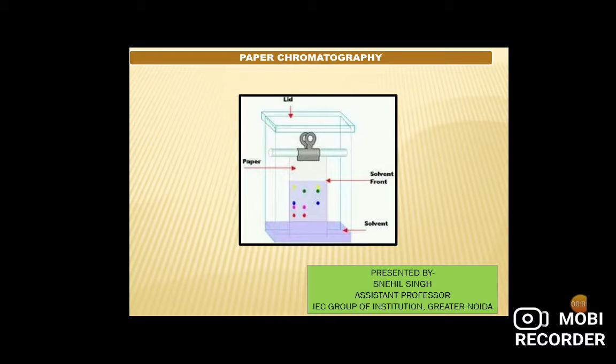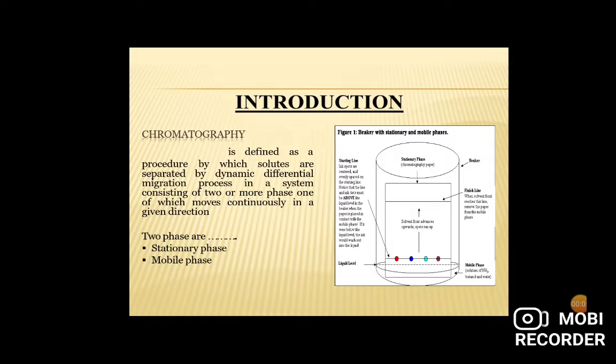So here we will discuss paper chromatography. The basic definition of chromatography is a procedure by which the solutes are separated by a dynamic differential migration process in a system consisting of two or more phases, one of which moves continuously in a given direction.